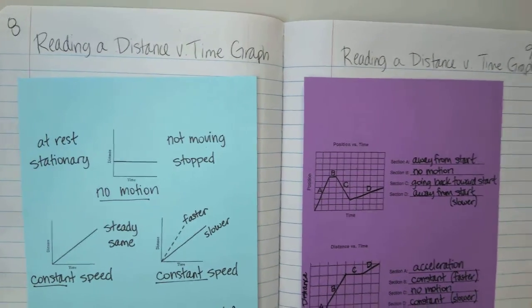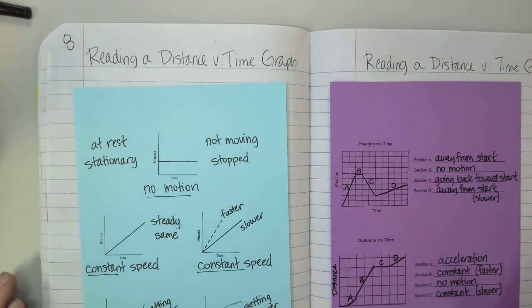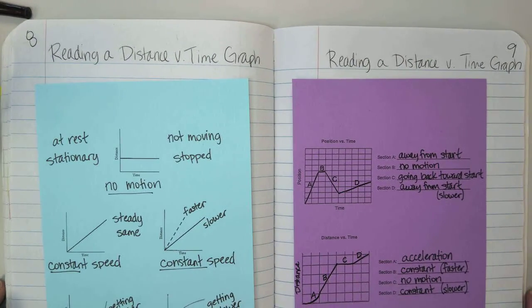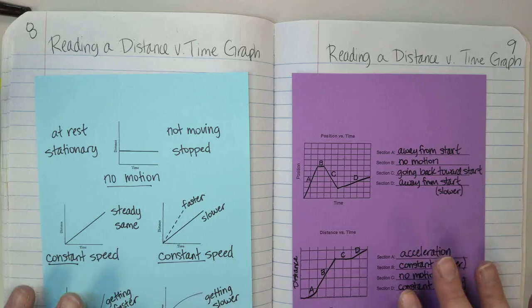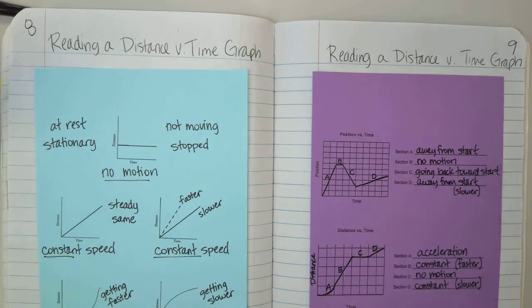You can title them both reading a distance v time graph. Remember, that stands for distance versus time, and they can get glued in just like that.